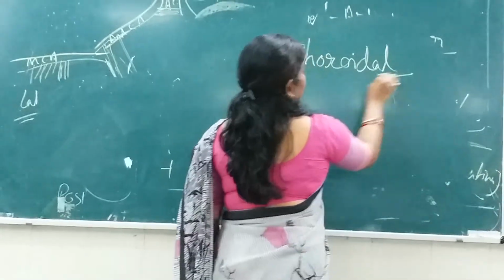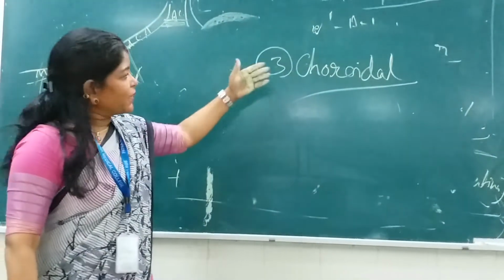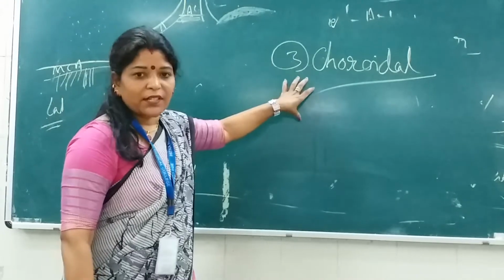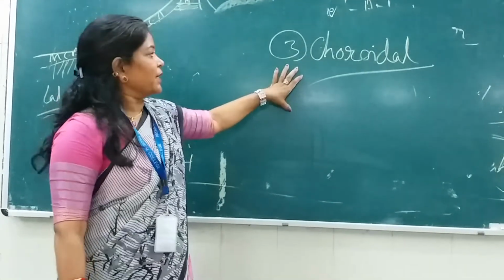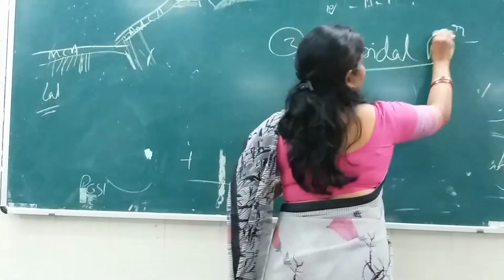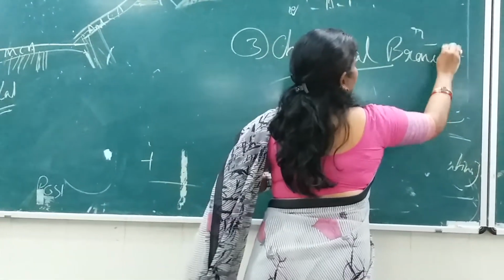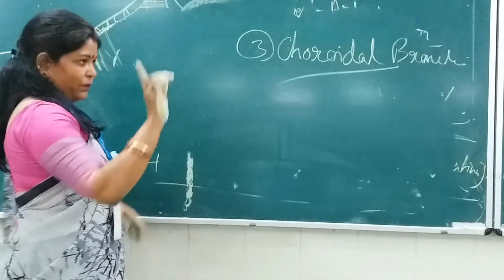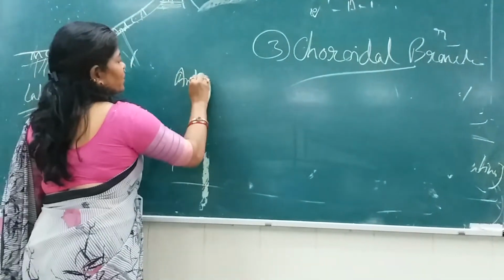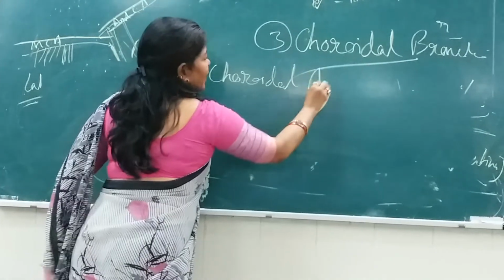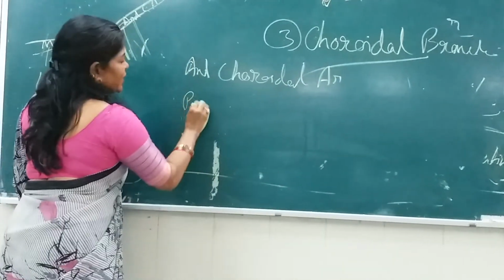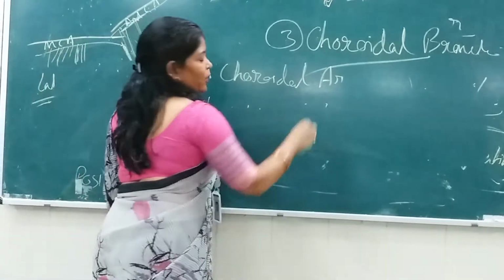Choroidal. Now the surfaces and the deeper structures have been described. Now the turn is of the ventricles. The choroidal branches. How many choroidal branches do you know? That is the anterior choroidal artery and the posterior choroidal artery, isn't it?